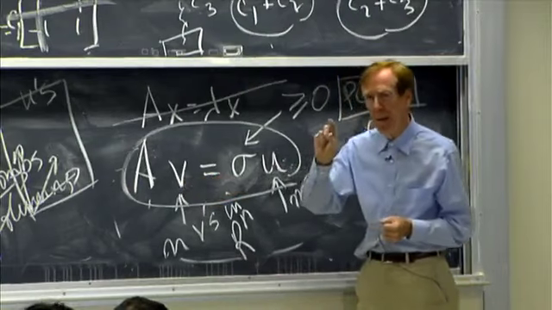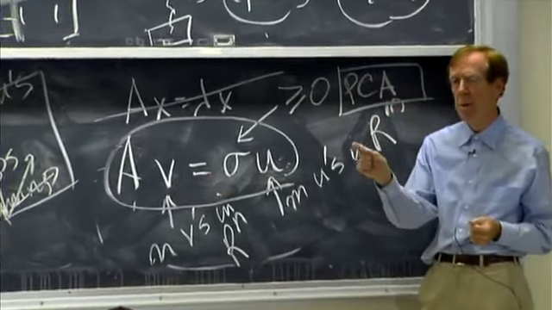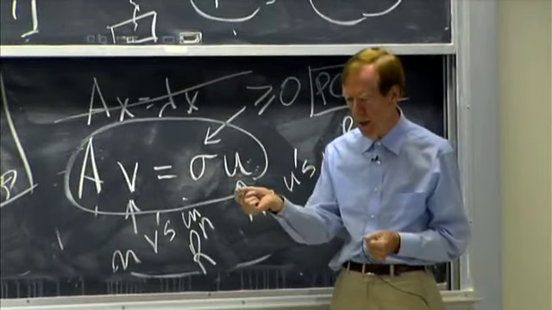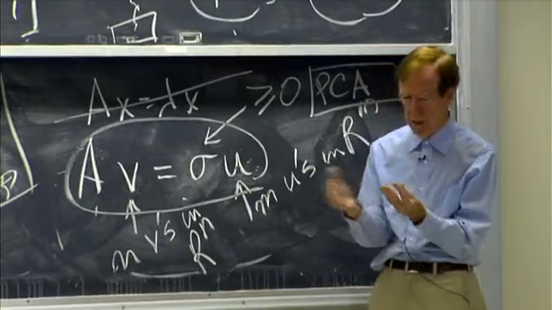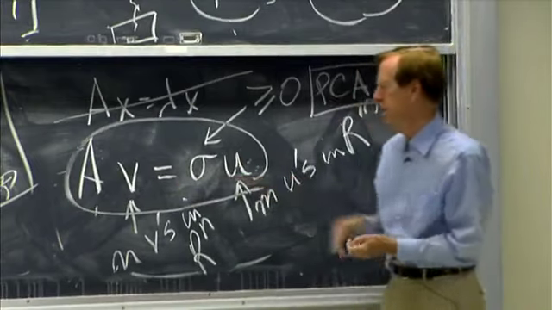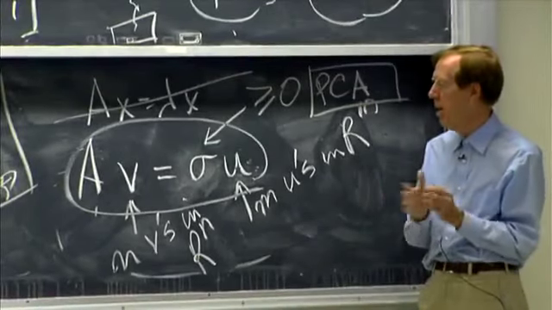The V's happen to be the eigenvectors of A transpose A. And the U's happen to be eigenvectors of A A transpose. And the linear algebra comes together to give you this key equation.